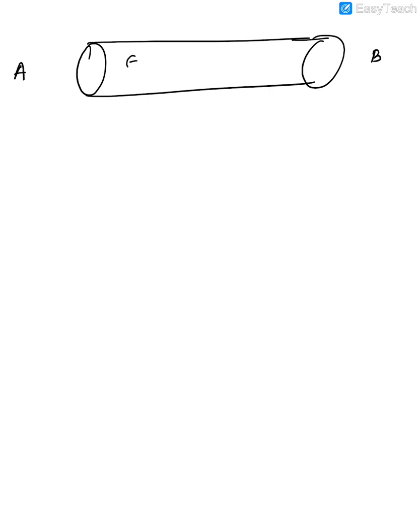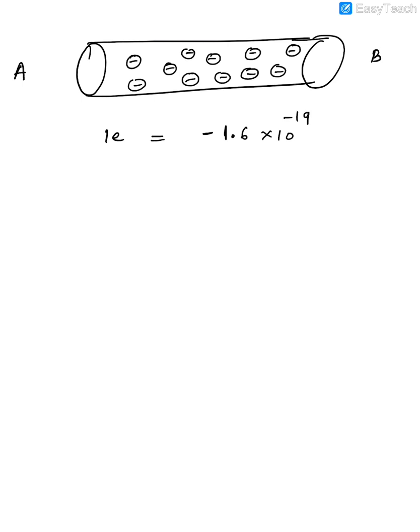Now this wire will have got what? It has got free electrons. Since it's a metallic wire, say for example a copper wire, it will have free electrons. Now every electron in this wire has got a charge, positive or negative. It has got a negative charge. How much is this charge? So 1.6 into 10 raised to minus 19 C.